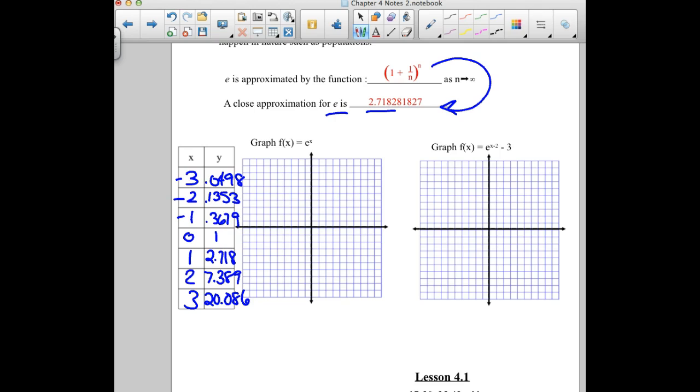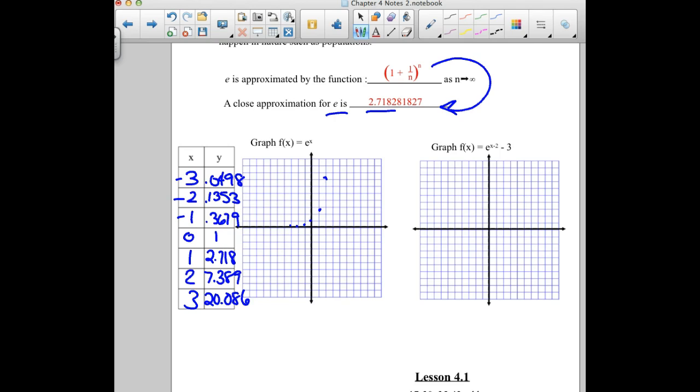So -3, we're not even to 0.05. So just above the x-axis. Same with -2, slightly higher. -1, we're at about a third. 0, 1. 1 is 2.7, so just under our 3 mark there. A 2 is going to be just a little bit above 7. And at 3, we're off our graph at 20.